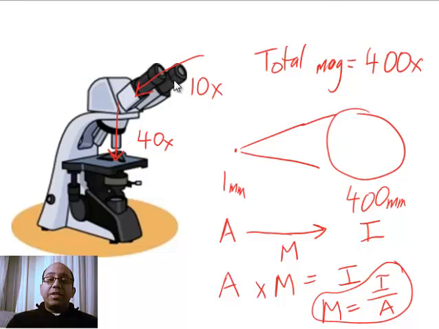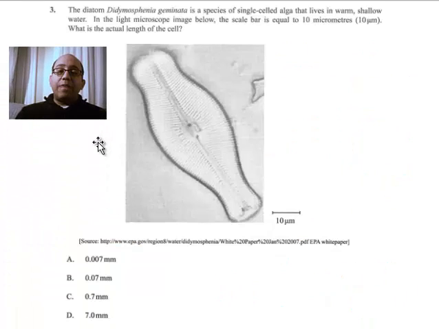So before we take a look at the questions on the last page of the Microscope eLab, I wanted to share with you a few sample IB questions to help you understand the kind of knowledge that you need to have. The diatom Didymosphenia geminata is a species of single-celled algae that lives in warm, shallow water. In the light microscope image below, the scale bar is 10 micrometers. You see this bar right here. What is the actual length of the cell?